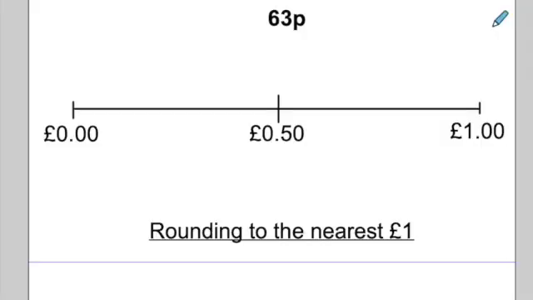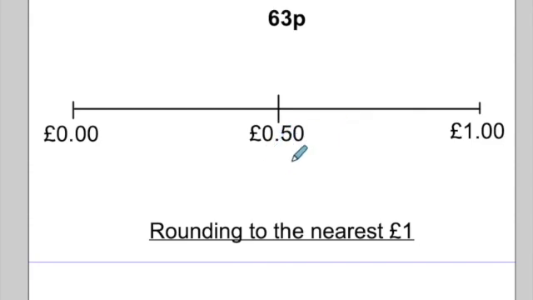Okay, boys and girls, so in this video I'm just going to explain how to round money to the nearest pound. So one of the rules when we do any rounding is once we go past the halfway point, we know that we're going to round up to the next 100 or the next 10. So with rounding to the nearest pound, it's the same as rounding to the nearest 100.